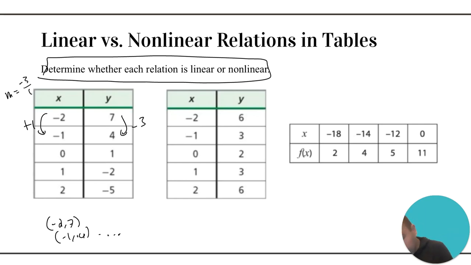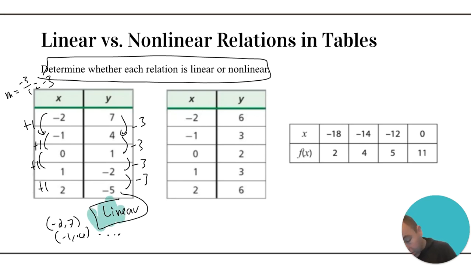And indeed, this is -3, -3, and then this is +1, +1, +1. So we're going to get the same ratios all the way throughout. So therefore, this relationship is going to be linear right here. And the reason why we know that and how to justify that is because there is a constant rate of change of -3 all the way throughout the duration of that particular table. Okay.